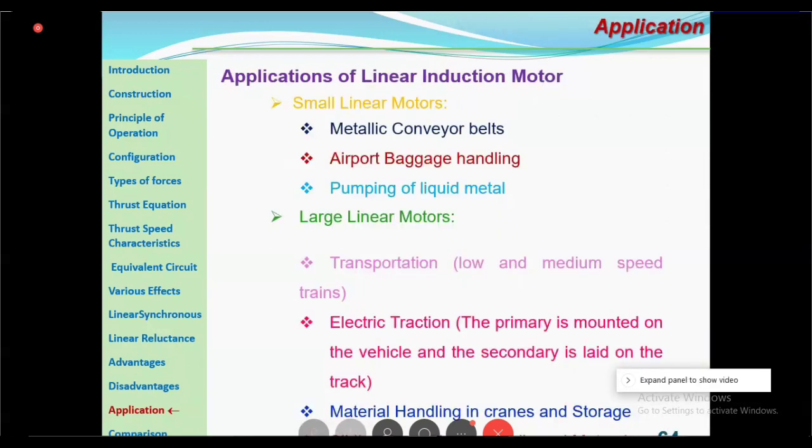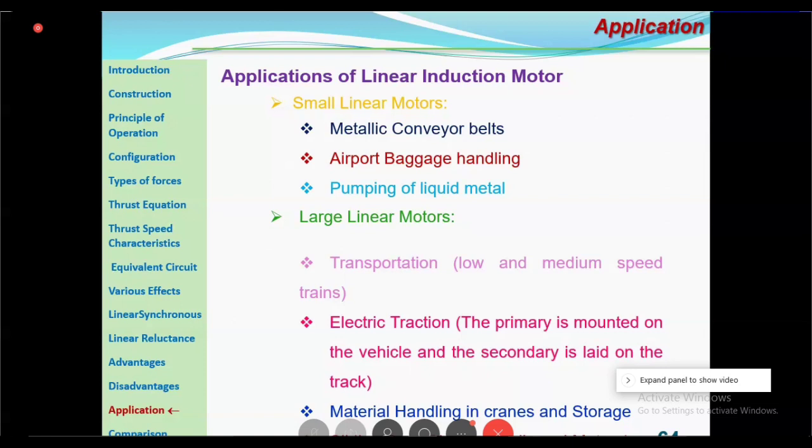Karthik is asking, is the speed... Anish, wait. Okay. Well, maybe he's asking about the pumping of liquid metal. Yeah, I think so. He is asking about the pumping of liquid metal. Of course, small linear motors can be used in pumping of liquid metal. That may be his question. I don't know. I think so. Okay, Anish, move on to the next question.